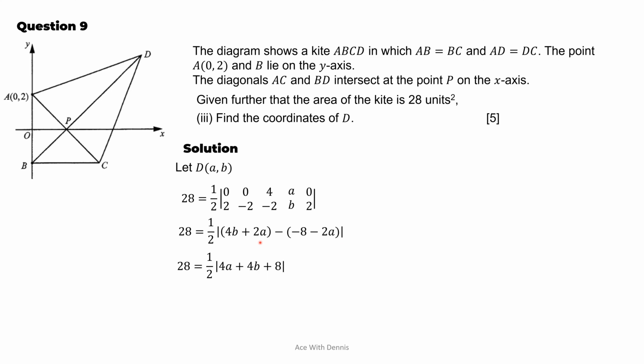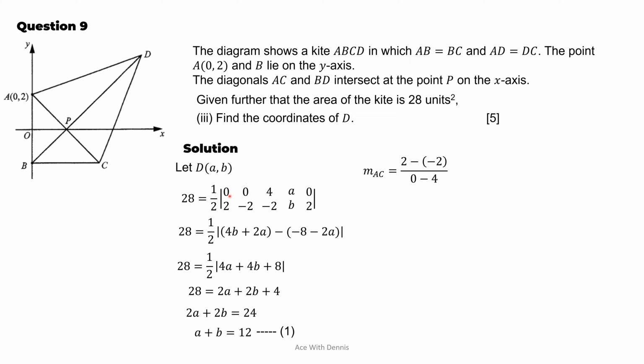Okay, then simplify this equation, we get 28 equals half of (4a plus 4b plus 8), which is 28 equals 2a plus 2b plus 4. 2a plus 2b equals 24. Then we divide both sides by 2. Then it's a plus b equals 12. This is our first equation.